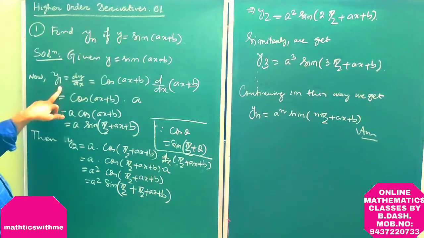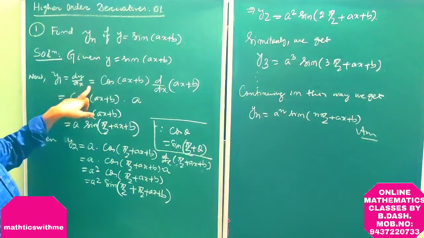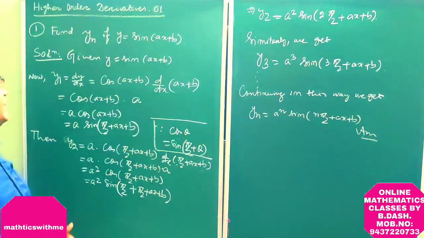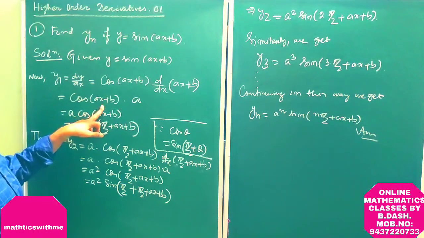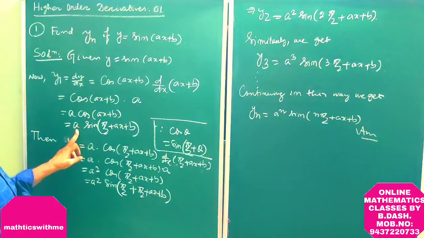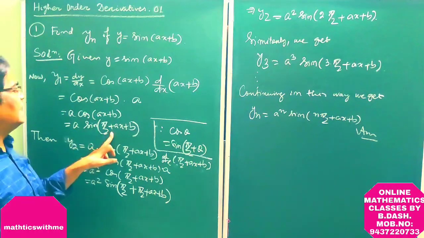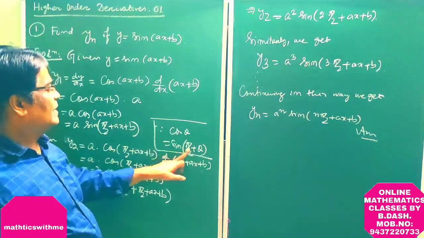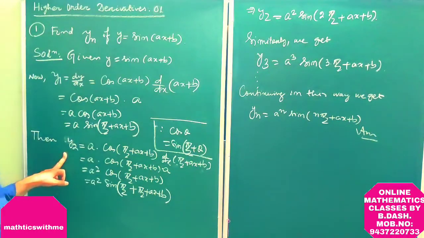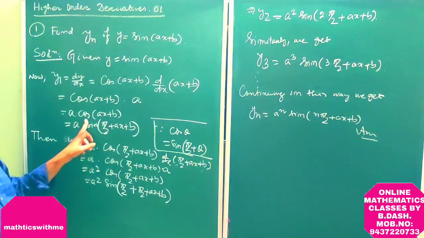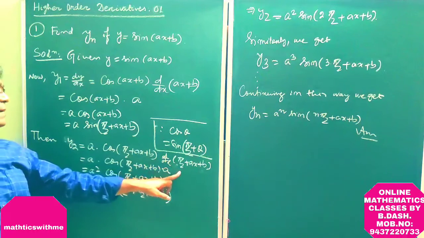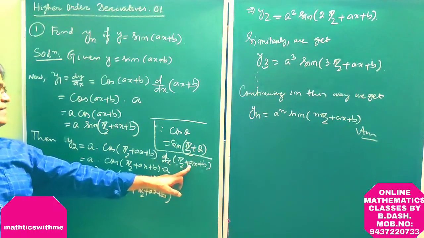The first derivative is y1, dy by dx, which is cos of ax plus b, times the derivative of ax plus b. Cos of ax plus b into a is equal to a cos of ax plus b. This can be written as a sine of 90 plus ax plus b, because sine of 90 plus theta is cos theta. Now y2, the second derivative. The derivative of this expression is cos of pi by 2 plus ax plus b. The derivative of pi by 2 plus ax plus b is a.